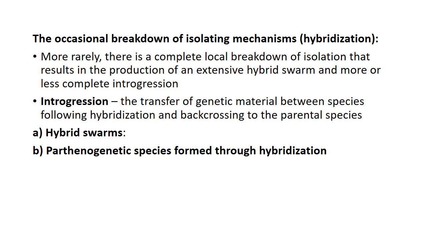sometimes or very rarely there is a complete local breakdown of isolation that results in the production of an extensive hybrid swarm and more or less complete introgression. Introgression is the transfer of genetic material between species following hybridization, and then those hybrids backcross to their parental species, resulting in hybrid swarms or parthenogenetic species formed through hybridization.